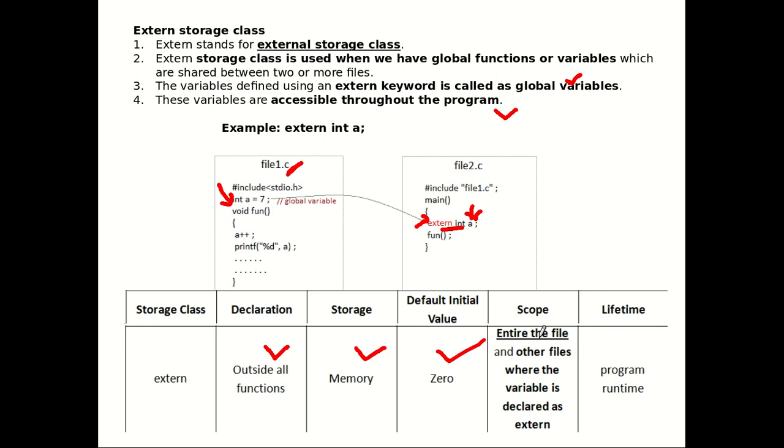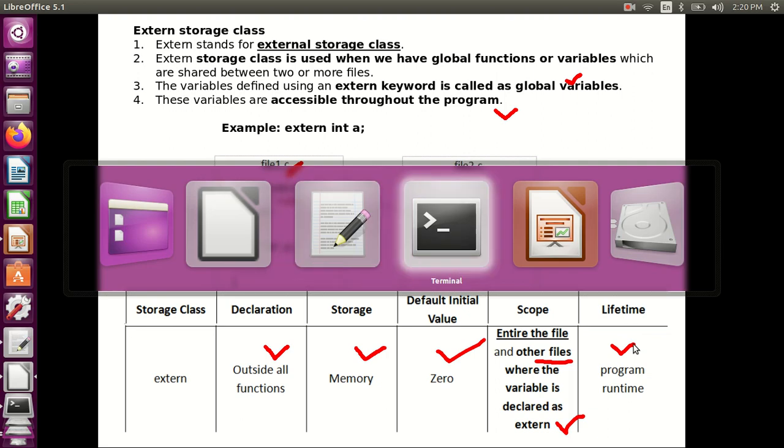The scope of this variable is the entire file or other files where the variable is declared as extern. This variable is used in another file, which is declared with the storage class extern. The lifetime of this variable is throughout program execution. As soon as the program execution is completed, its life will be completed, that is, it is destroyed. So let us see the demonstration.